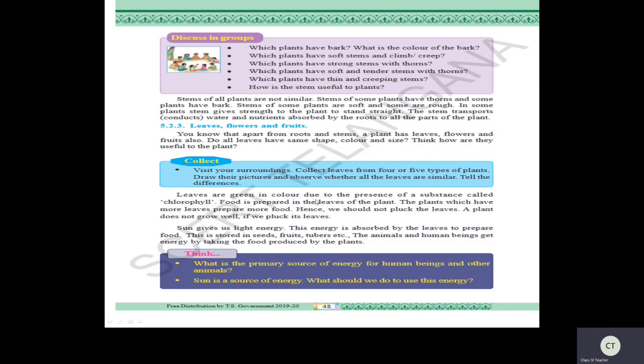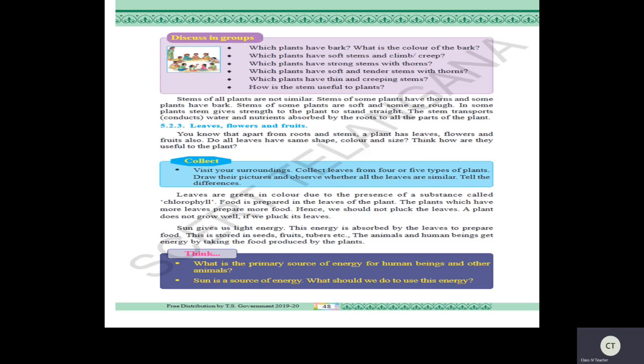Leaves are green in color. Have you seen the leaves, children? Most of the leaves are in which color? Green color. Very good. This is due to the presence of a substance called chlorophyll. Underline this word chlorophyll, children. This is a technical term you should know. Why are the leaves green in color? Because of the presence of a substance inside the leaf. That substance we call chlorophyll.